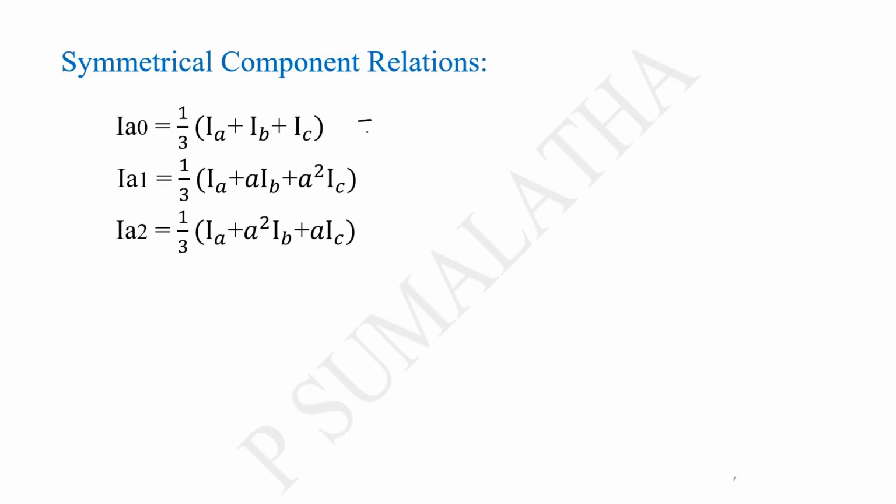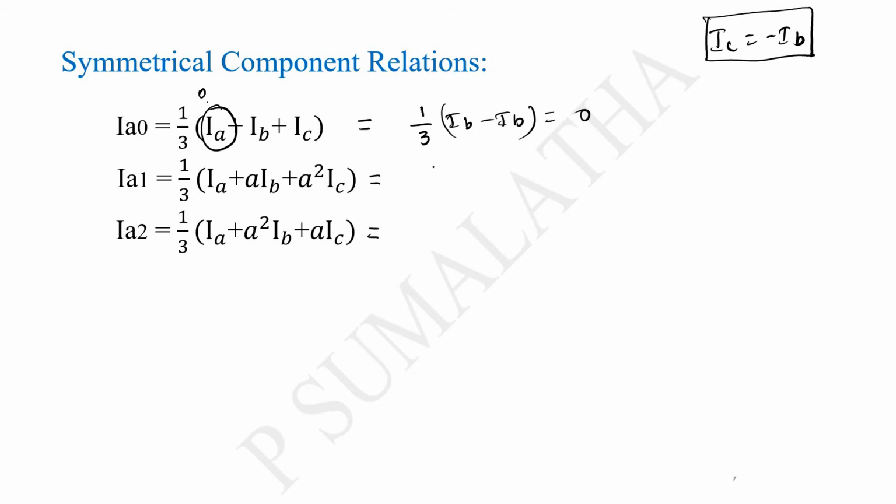Similarly, we know IA0, IA1 and IA2 equations. Just to substitute and simplify values, we know IA value is equal to 0, this value is equal to 0. And one more condition, we know the current IC is equal to minus IB, because IB plus IC equal to 0. That is the second terminal condition. If you substitute, you will get 1 by 3 times IB minus IB, which is equal to 0. IA1 is equal to 1 by 3. IA value anyway 0. A into IB. IC, if you replace by minus IB, this will be equal to minus A square into IB.